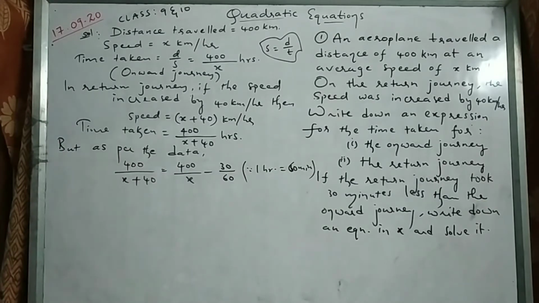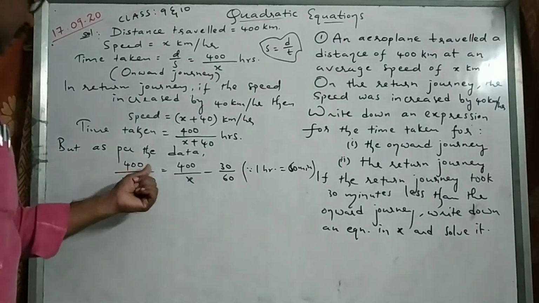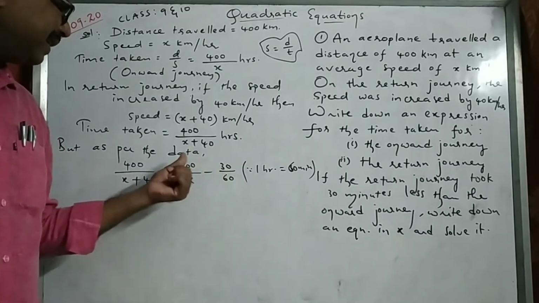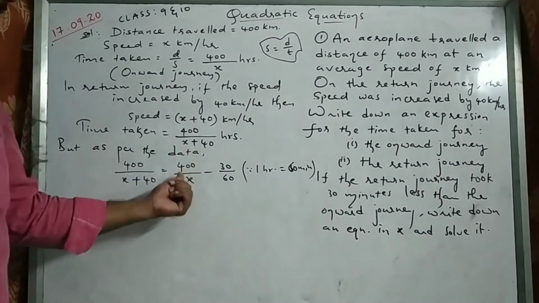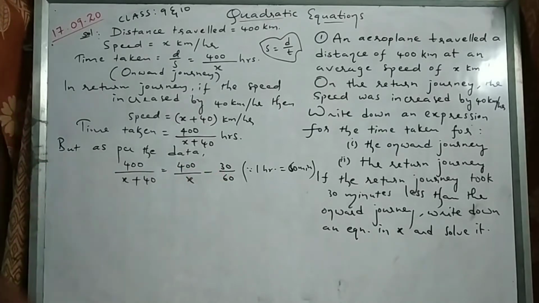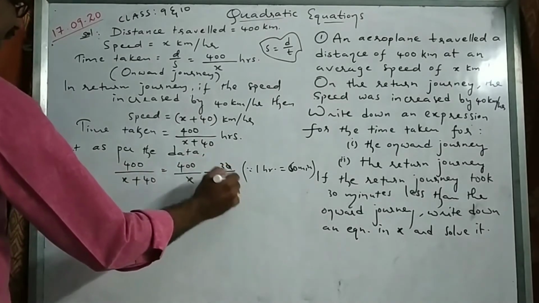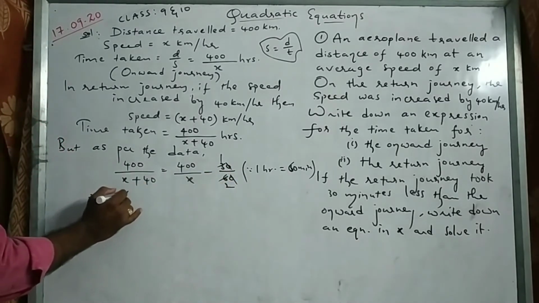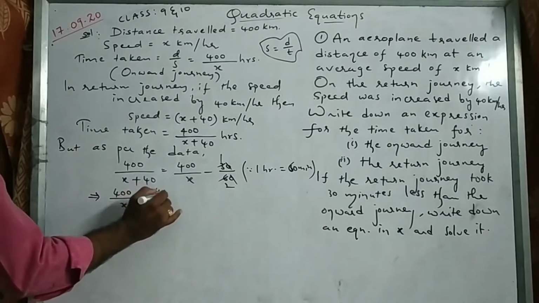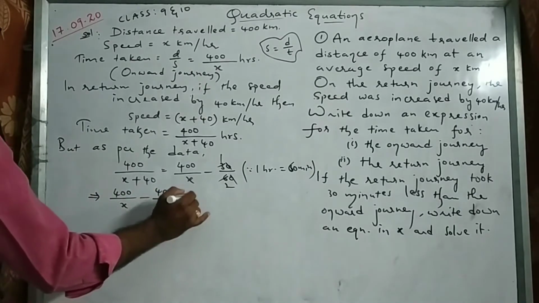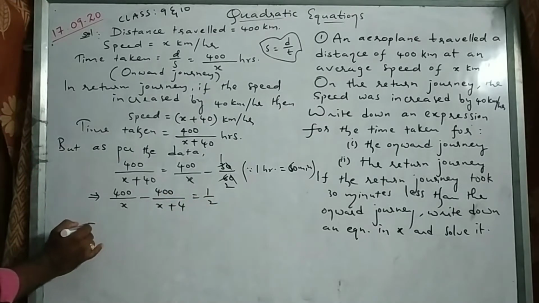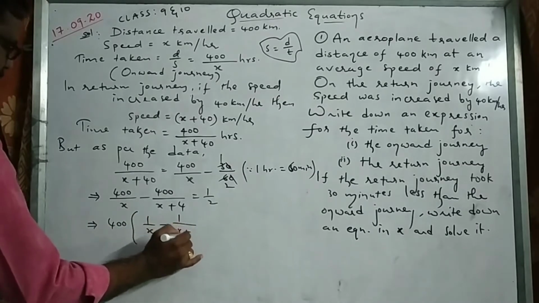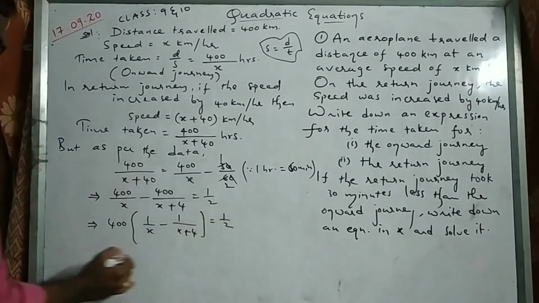Did you understand that step? Return journey took 30 minutes less than onward journey. Onward journey actually time taken 400 by x. Less means we have to subtract. This you should understand clearly. Now I will shift this side: 400 by x minus 400 by x plus 4 equal to 1 upon 2. Take 400 common: 1 upon x minus 1 upon x plus 4 equal to 1 upon 2.